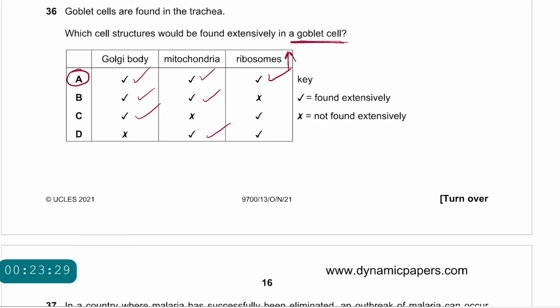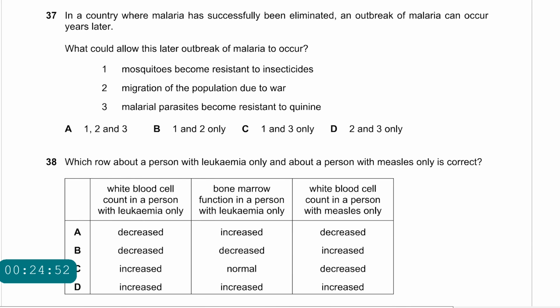The answer is 37. In a country where malaria has successfully been eliminated, an outbreak of malaria can occur years later. What could allow this later outbreak of malaria to occur? 1. Mosquitoes become resistant to insecticides. First of all, for those who don't know, mosquitoes is the insect vector carrying Plasmodium, which causes malaria. So it's very normal if mosquito numbers increase and the insect vector increases, there's going to be a lot more malaria. Therefore, 1 is definitely correct.